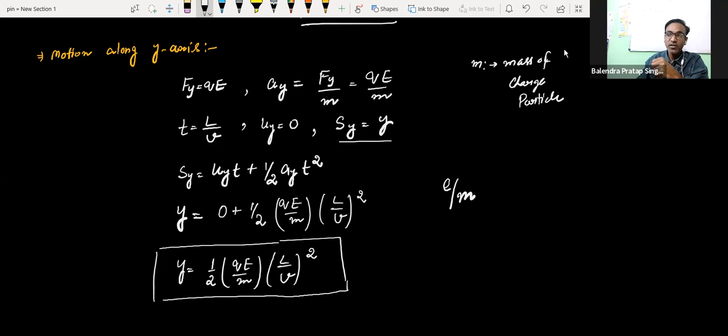You know the charge of an electron, 1.6 into 10 raised to the power minus 19. You know the mass of the electron, that is 9.1 into 10 raised to the power minus 31. But when you do the famous experiment e by m, that was first done by J.J. Thomson, here you can see the value of e by m. Q is the charge, for an electron it's a small e, and m is the mass of this charge. So from here you can get this value q by m.